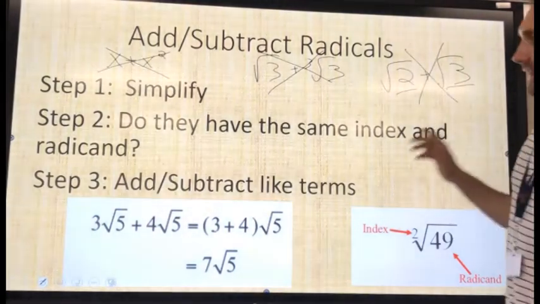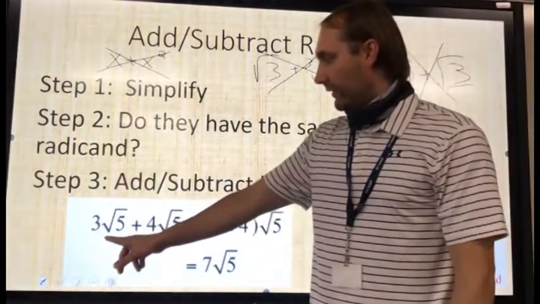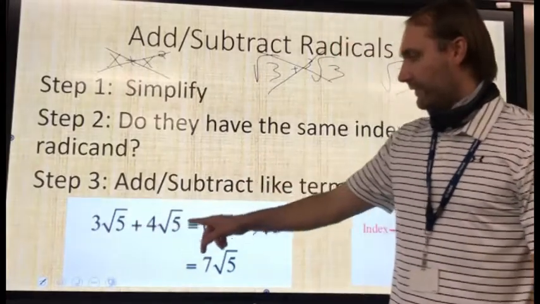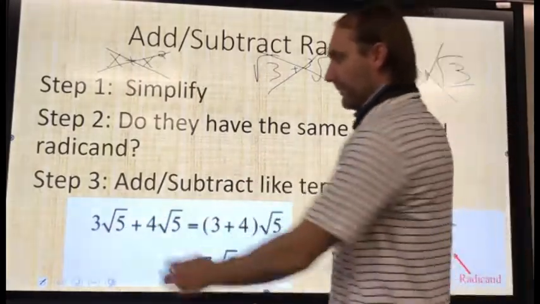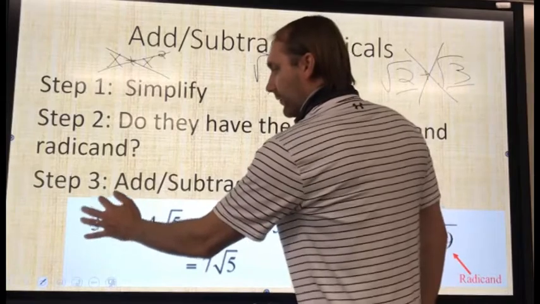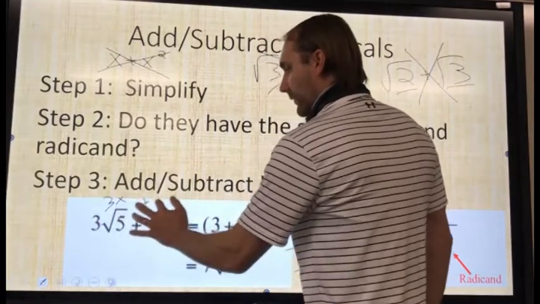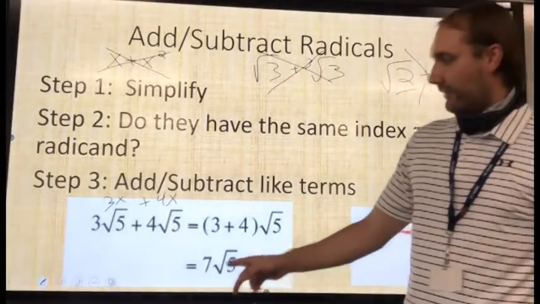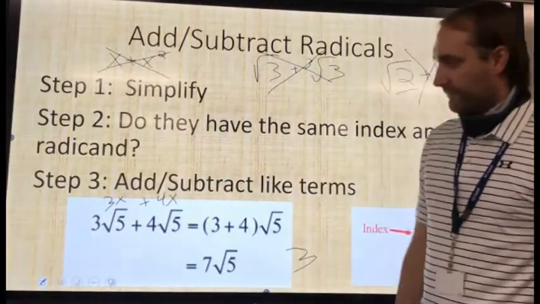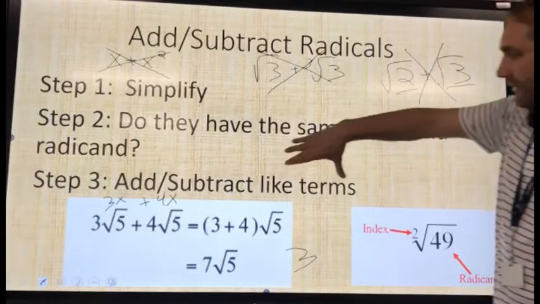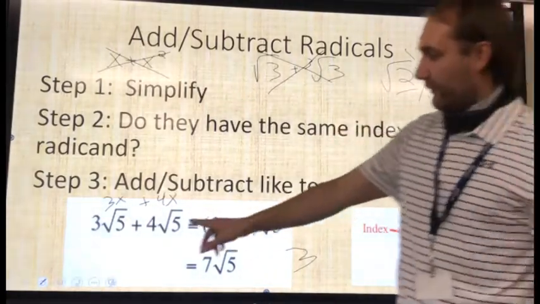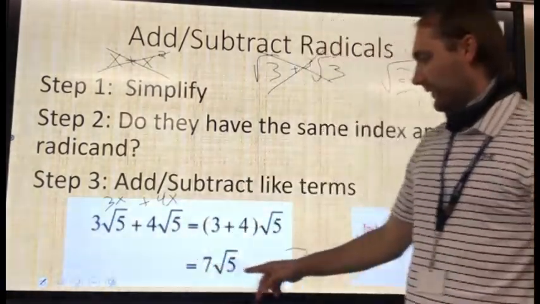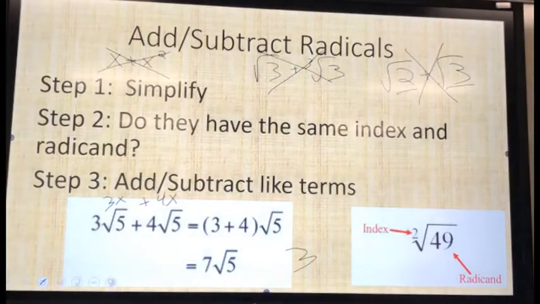The only thing you can add together is like this example, 3 square root of 5 plus 4 square root of 5. Like terms. Think of this as 3x plus 4x gets you what? 7x. But in the case of x, it's a square root of 5. So how you add is you add the coefficients in front. 3 plus 4, 7. And keep the radical the same, square root of 5.